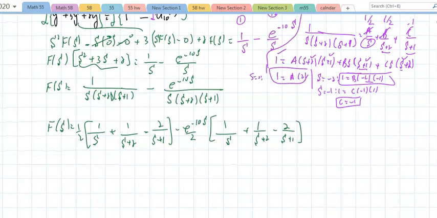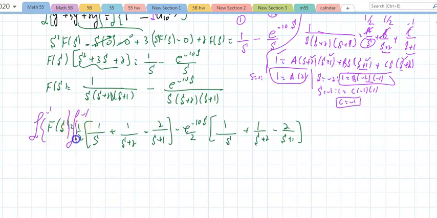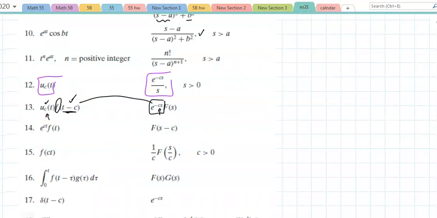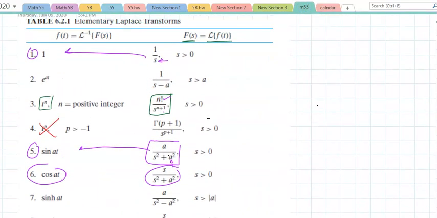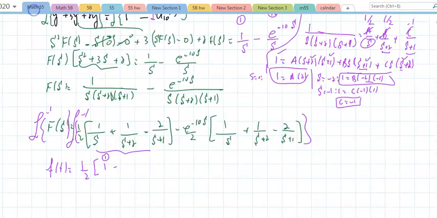Yep. And now if I apply the inverse Laplace transform, so I apply the Laplace, come up with the function, use the table, and now f of t will equal 1/2. In this case, by property 1, this is 1. And all of these are going to use the same basic transformation back from 2. So with 2, that's going to be e to the negative 2t minus 2 e to the negative t.